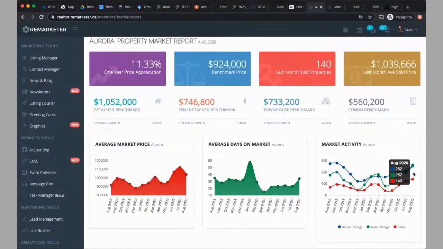Over here, it's still a reasonable buyer's market. However, it's not as easy as it used to be for buyers back in August 2019. And it's not as hard as it used to be for sellers in August 2019, but it doesn't seem that it's going the right way right here.